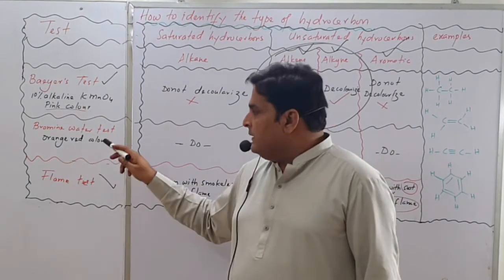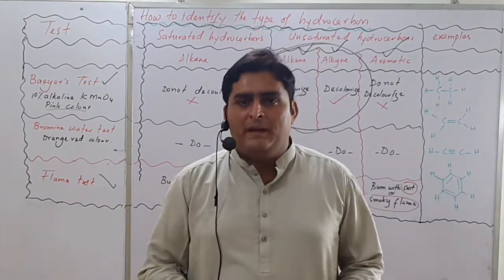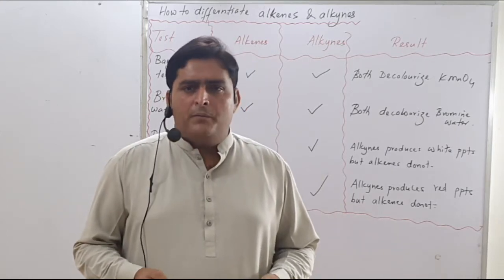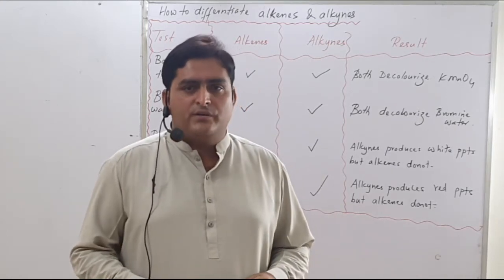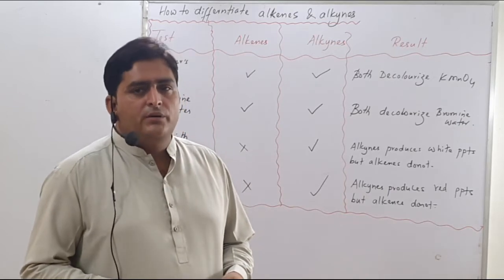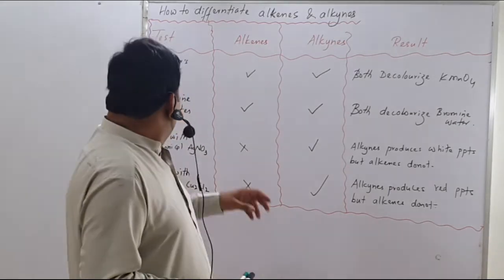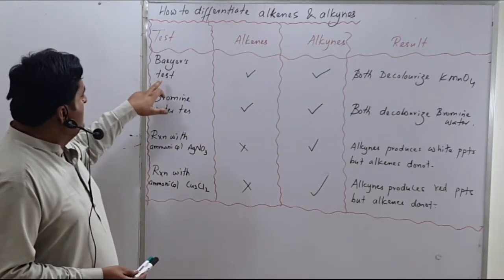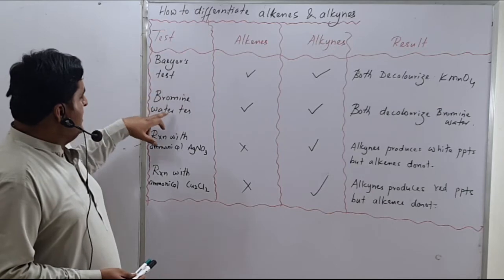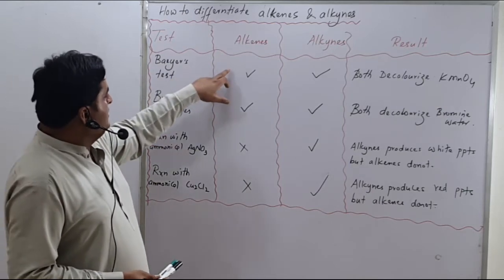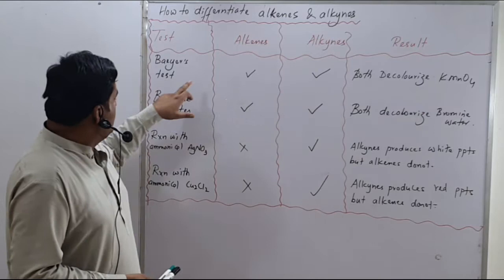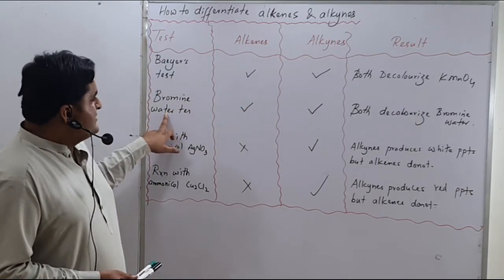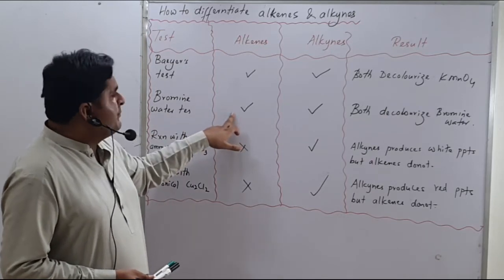So this thing we are going to explain in the later section. Stay tuned. And aromatic compounds are saturated and unsaturated hydrocarbons. We noticed there that both alkenes as well as alkynes are responsive to Baeyer's reagent and bromine water test. Both alkenes as well as alkynes decolorize the pink color of Baeyer's reagent and the orange red color of bromine water.